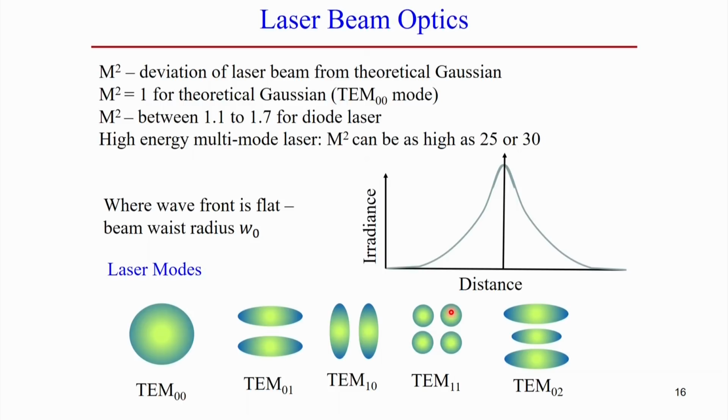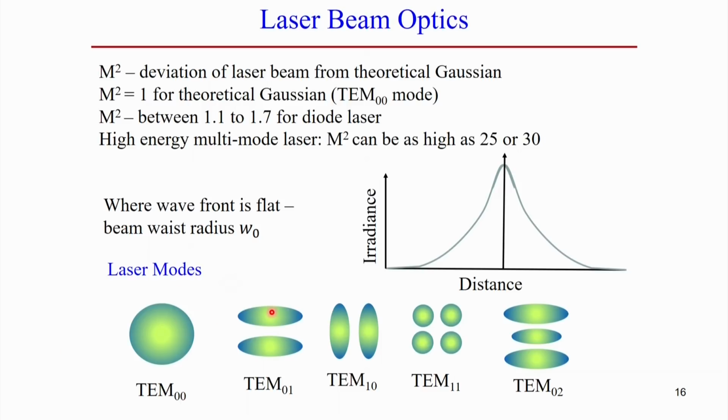This is the very ideal case, but M square can vary between 1.1 to 1.7 specifically for the diode laser, and for high energy multi-mode lasers M square can be as high as 25 or 30. So, M square is the parameter that decides how the laser beam deviates from the Gaussian mode, that means the TEM 00 mode. From the figure, you see the laser irradiance and the distance. At the center the laser intensity is maximum and gradually the intensity decreases with respect to the center.